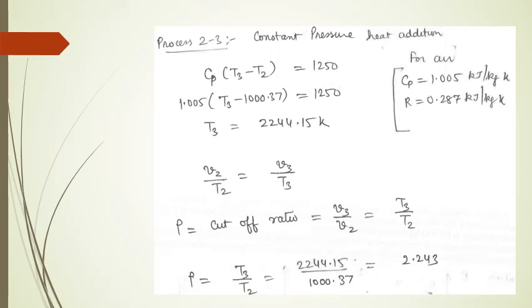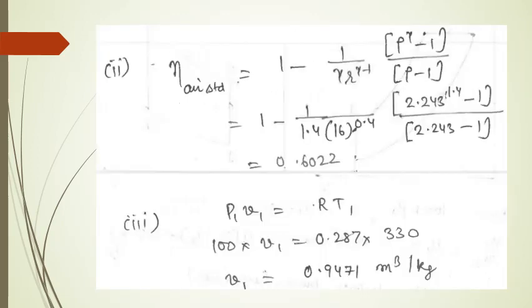Now as the 2 to 3 process is a constant pressure process, we can write V2 upon T2 equals V3 upon T3. The cutoff ratio, which is the ratio of V3 and V2 and also T3 and T2 as it is a constant pressure process, rho, equal to T3 upon T2, comes out to be 2.243. Now the value of air standard efficiency can be computed with the help of this formula, and that comes out to be 0.6022.